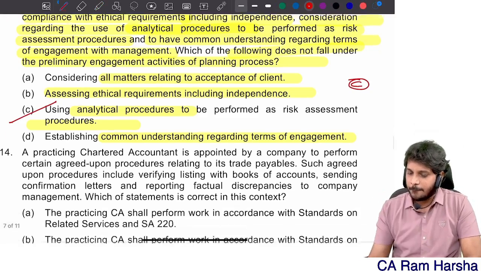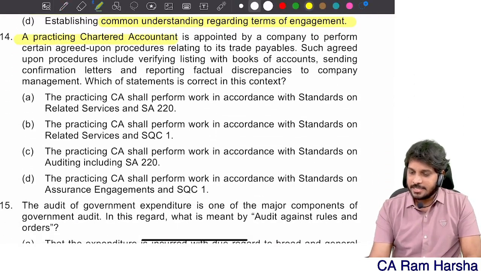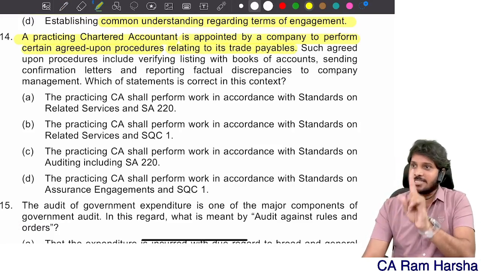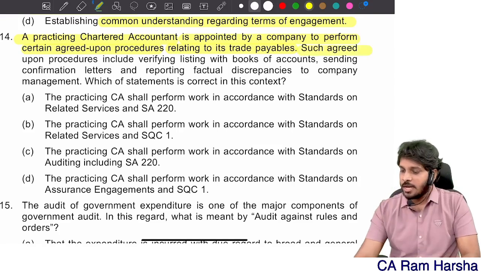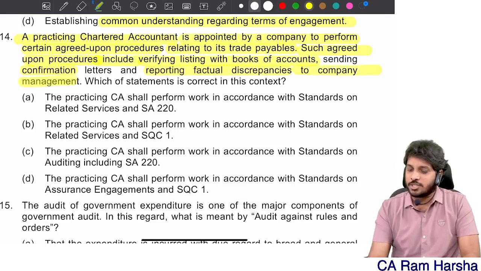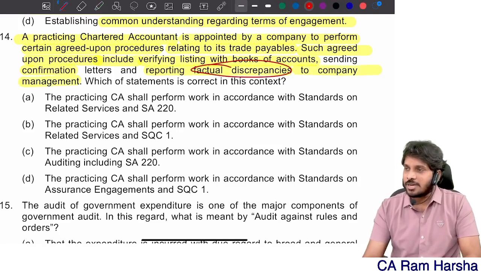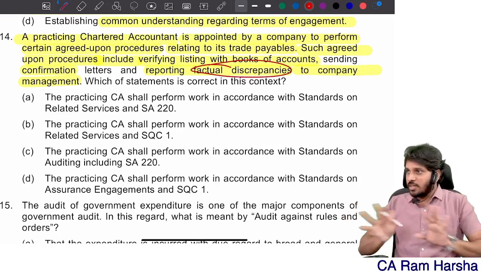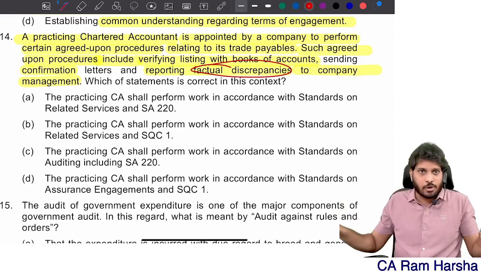Option C. A practicing CA is appointed by a company to perform certain agreed upon procedures related to trade payables. Agreed upon procedure is a related service. Such agreed upon procedures include verifying listing with the books of accounts, sending confirmation letters, and reporting factual discrepancy to the company. They just have to report discrepancies. That's it. You need not give opinion on accuracy of the data. No opinion. No assurance is involved.